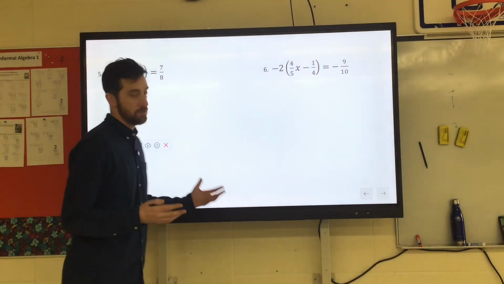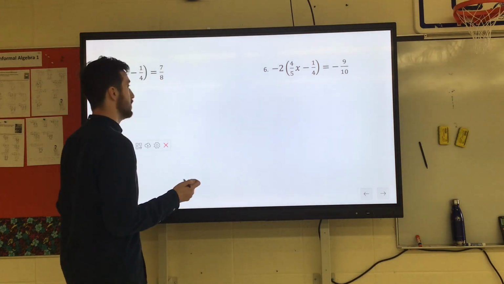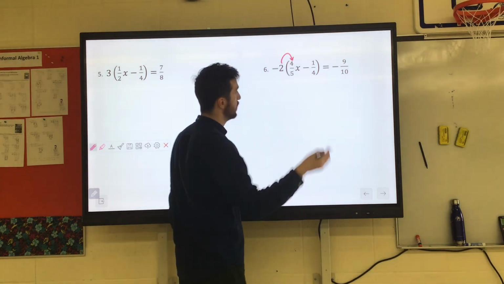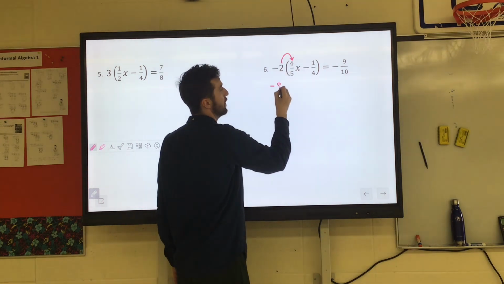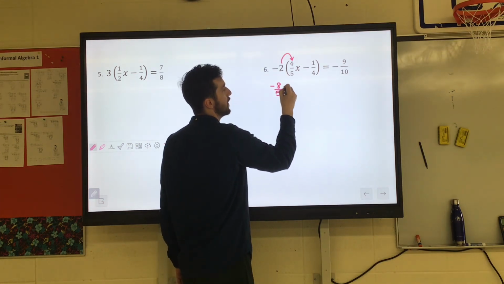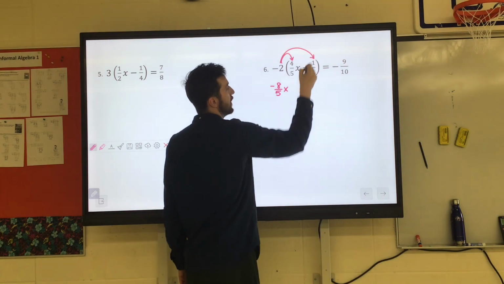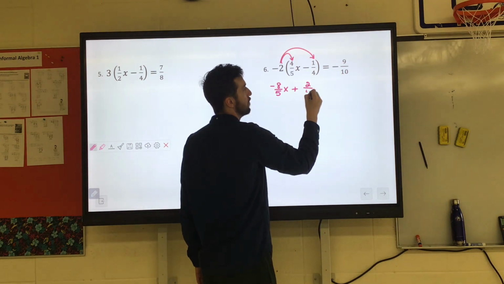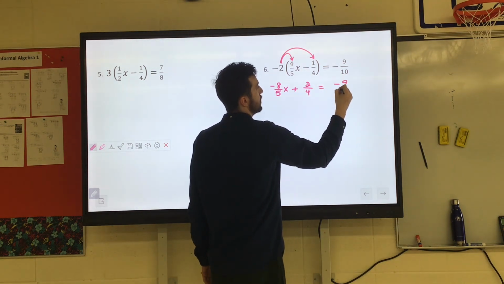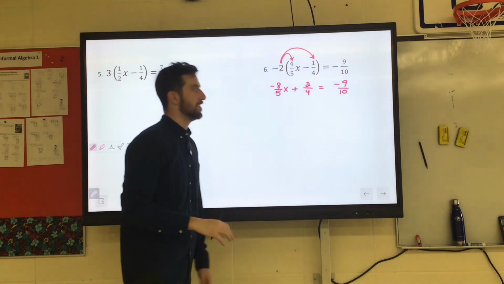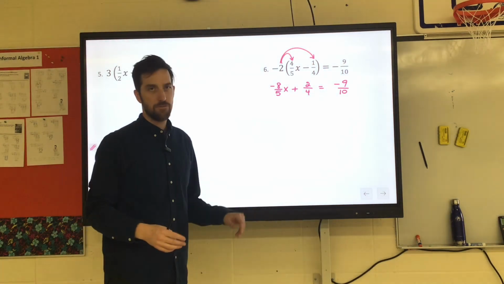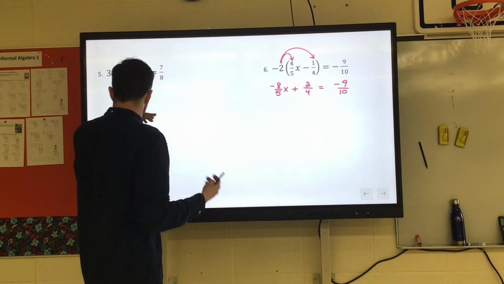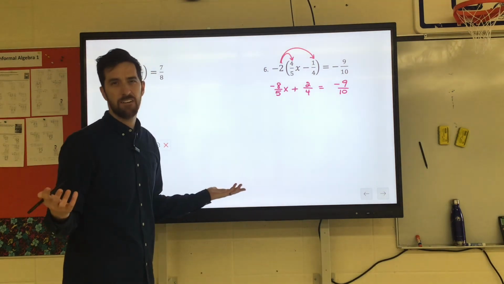So here is our first time where we have to distribute. So we're going to do that first. When you multiply a whole number by a fraction, it just goes in the numerator. So negative 2 times 4 is negative 8. So we have negative 8/5 x. Here we have a negative times negative. That's going to switch it to positive. 2 times 1 is 2, so it'll be 2/4. That's all we've done so far. Now, if you'd like, you can simplify that 2/4 to 1/2. You don't need to. You could, though. Let's just leave it how it is.